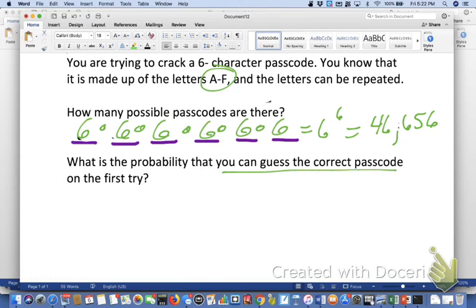So now for part B of the question, what is the probability that you can guess the correct passcode? Well, out of those 46,656 possible combinations, only one of them is the magical one that is right. So the probability that I would select the correct one would be 1 out of 46,656.